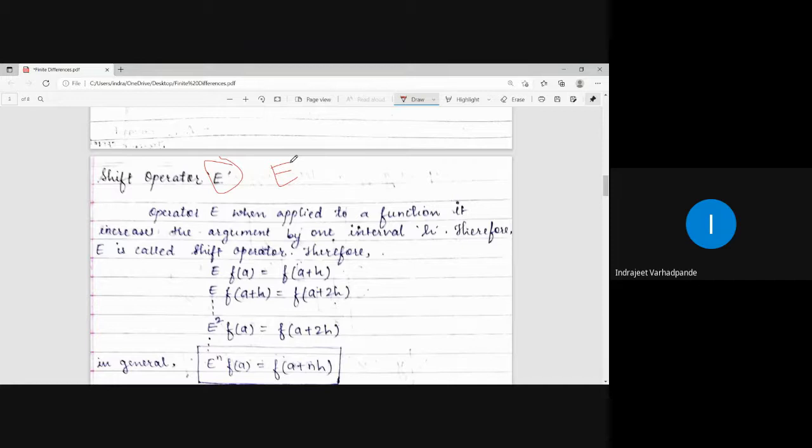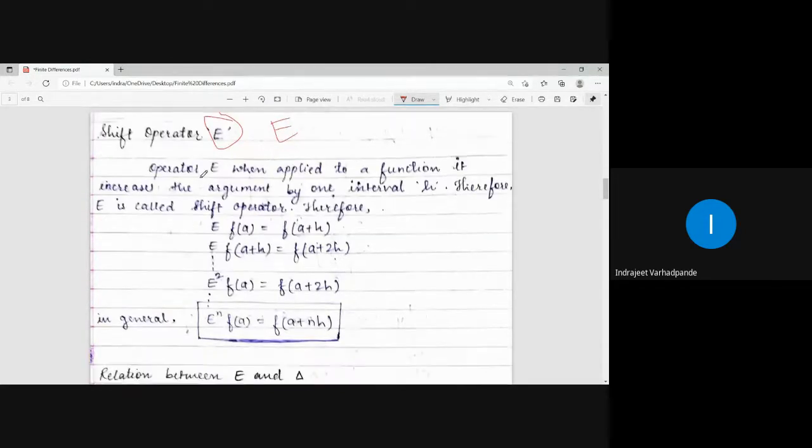Now what is the definition of the operator E? How does operator E act when applied to a certain function? The operator E, when applied to a function, increases the argument by one interval h. Therefore, E is called the shift operator. Now E of f of a. f of a is the argument, f of a is called the entry.